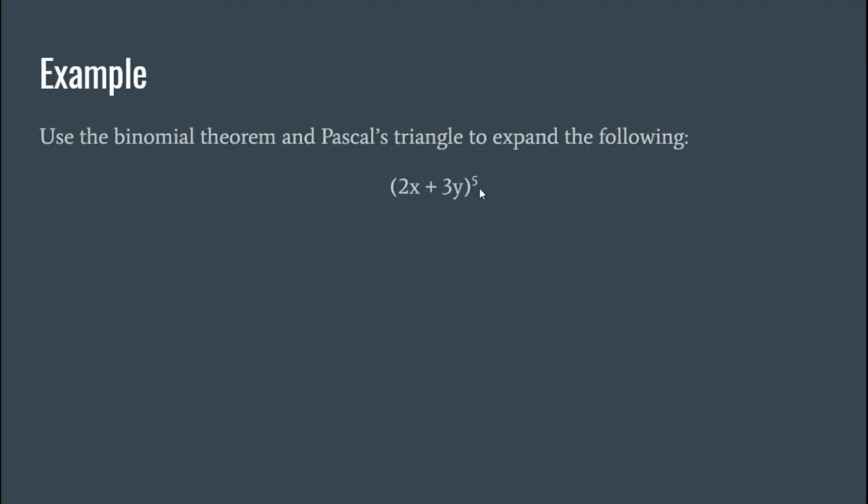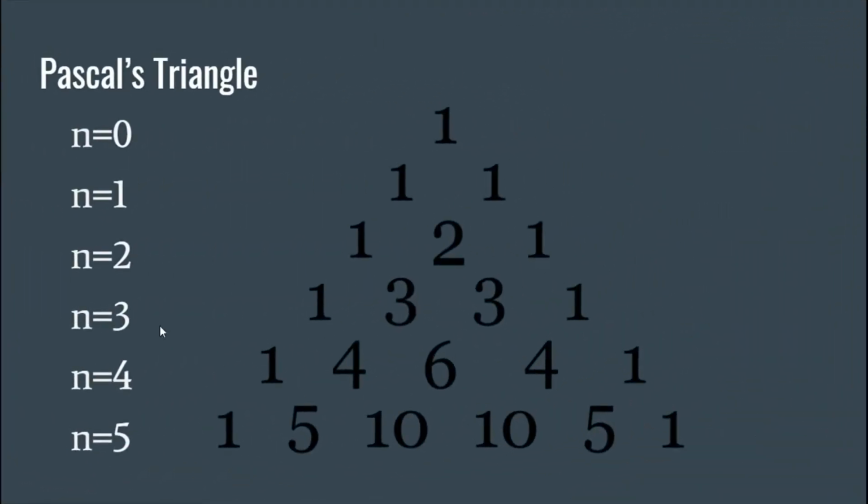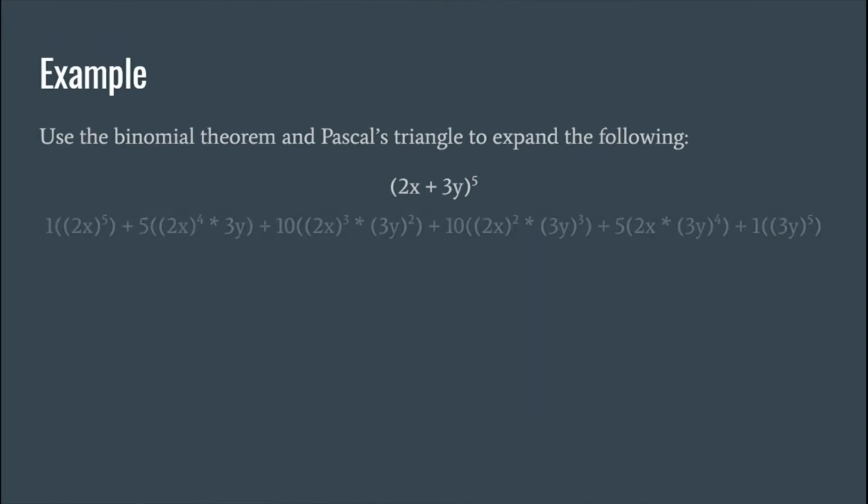Okay, so we're going to do it with a binomial that has an exponent of 5. Alright, so here's Pascal's triangle again. So our n is 5, our exponent is 5, so we'll be using this row. These are going to be all of our c's. So the first setup will look something like this. Alright, so you notice these are our c's. Right, the 1, 5, 10, 10, 5, 1.